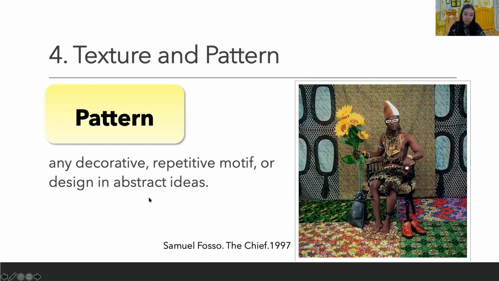And pattern. Pattern is any decorative repetitive motif or design, including abstract ideas. The elements of a pattern repeat in a predictable manner. A geometric pattern is a kind of pattern formed of geometric shapes and typically repeated like a wallpaper design.